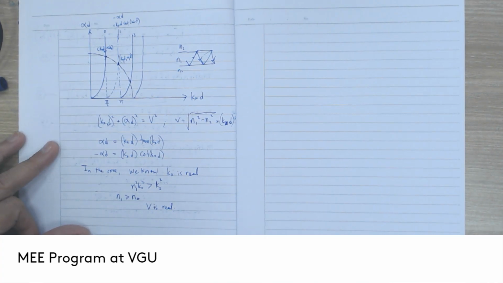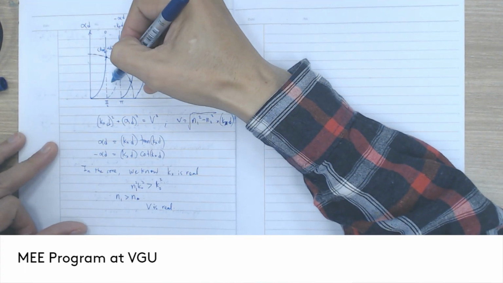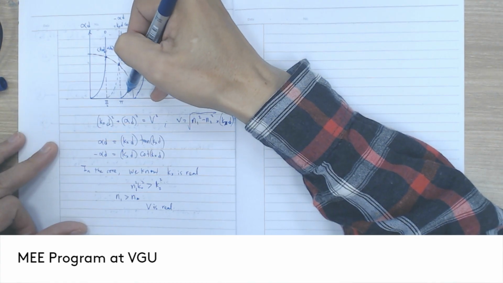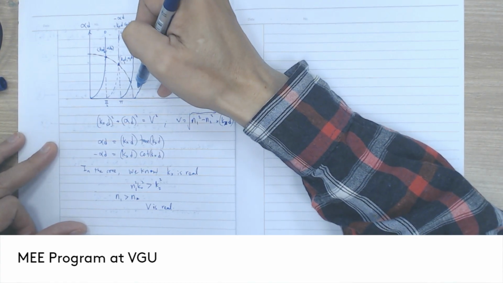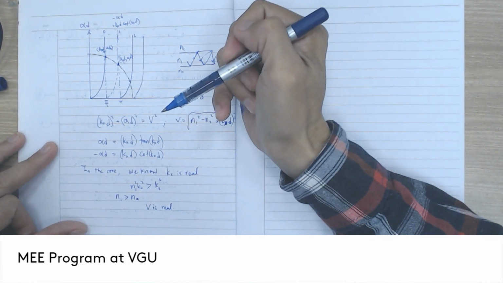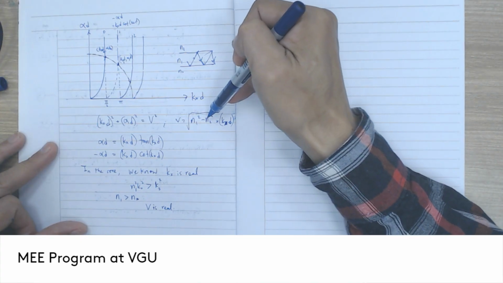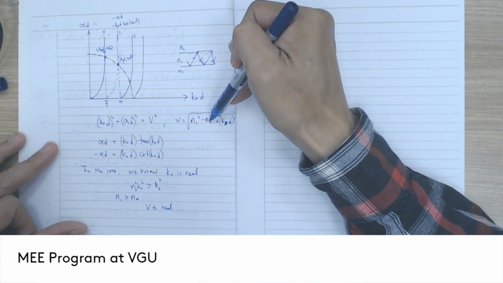So the only thing that would allow us to have this situation is for the point to be inside the circle. Outside the circle, you won't get this. Inside the circle, then you will get this. Inside the circle, you will get n1 square larger than n2 square.